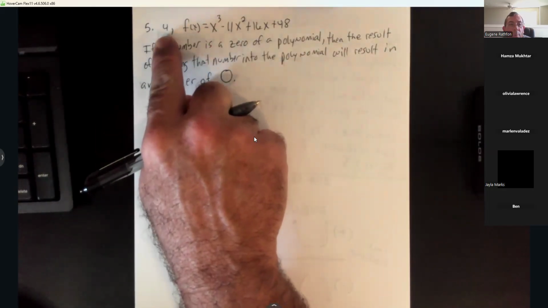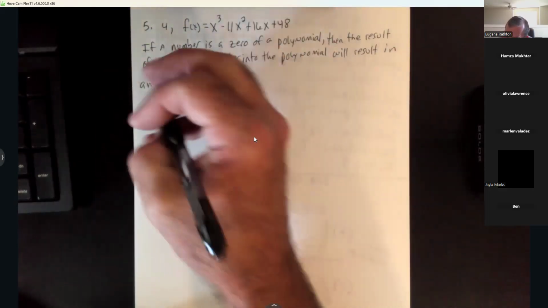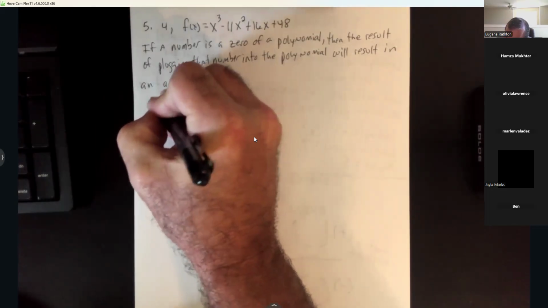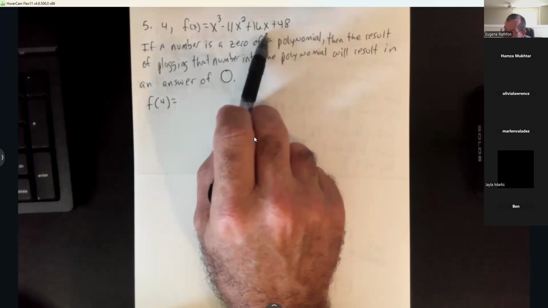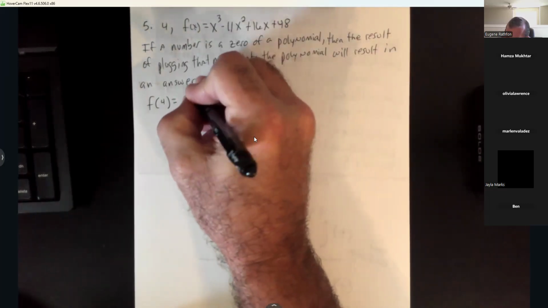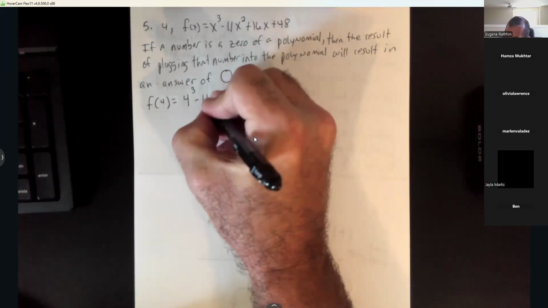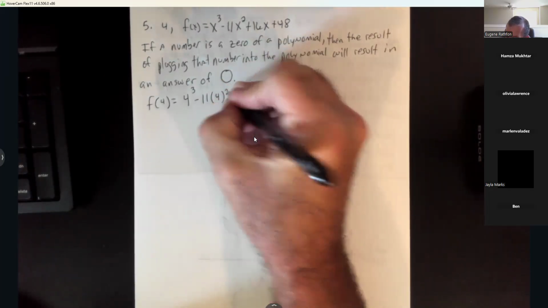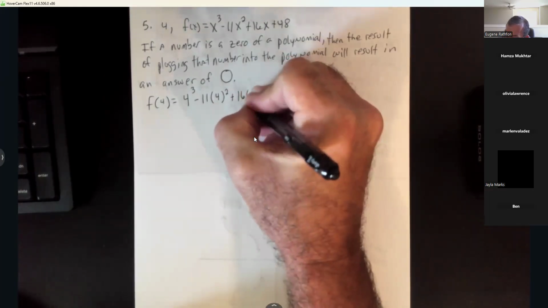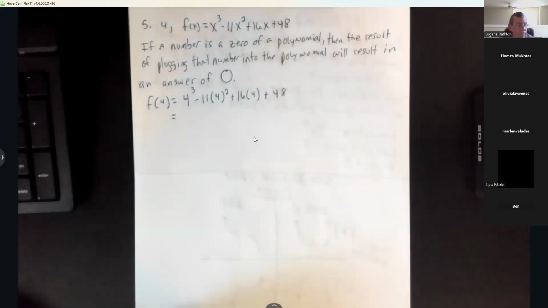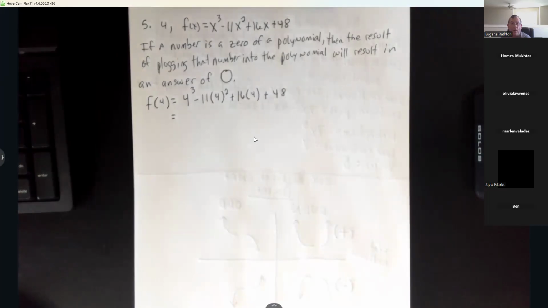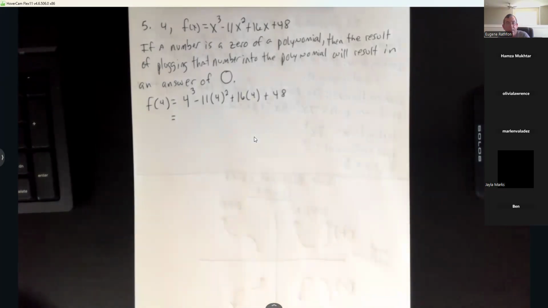So what they want me to see is if 4 is a zero of this. So I'm going to evaluate f of 4. I'm going to put a 4 in for all the x's. So I get 4 cubed minus 11 times 4 squared plus 16 times 4 plus 48. We need to go through and see what all that equals. And if I get a 0, then the answer would be yes. If I get any other number, the answer will be no.